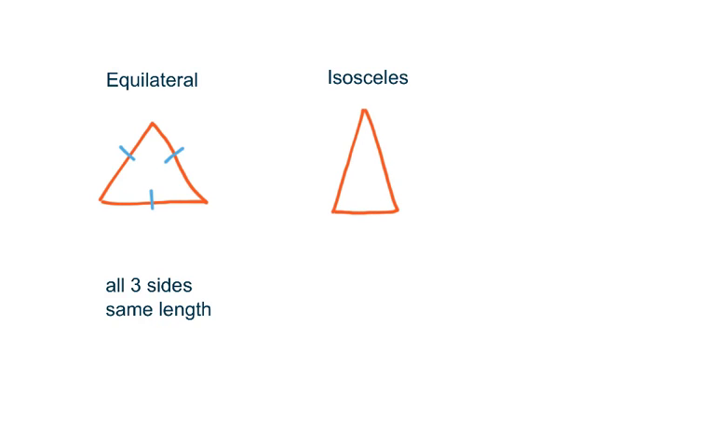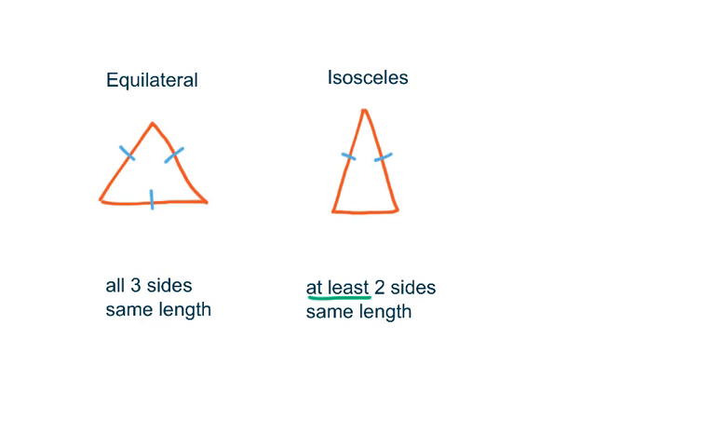In an isosceles triangle, at least two sides have the same length. And if you look at our isosceles triangle drawn here, these would be the two sides that are the same length. There's a really important word I want you to notice there. It's this: at least two sides are the same length. So an isosceles triangle has at least two sides that are the same length.